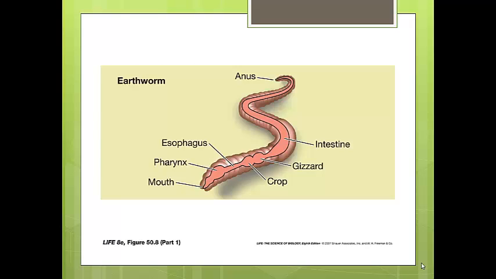Here you have your earthworm with the pharynx, which is right past the mouth. The food travels down the esophagus through the crop. Earthworms also have a gizzard, which grinds up the food even more, passes through the intestine, and comes out the anus.